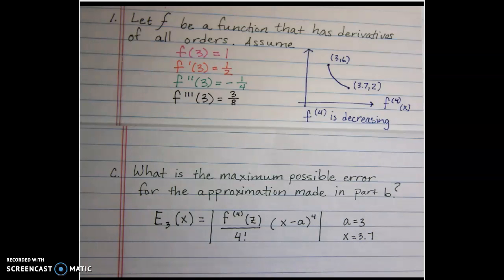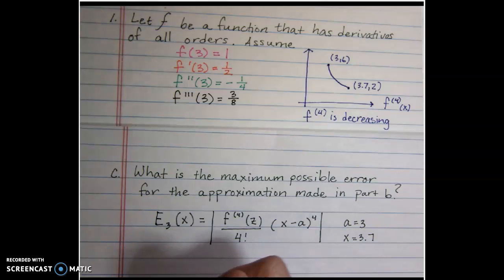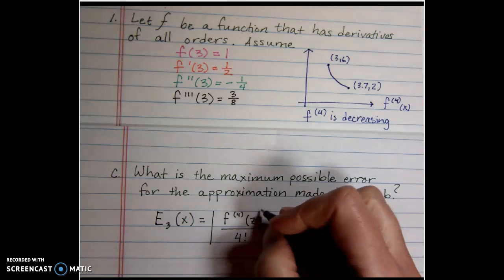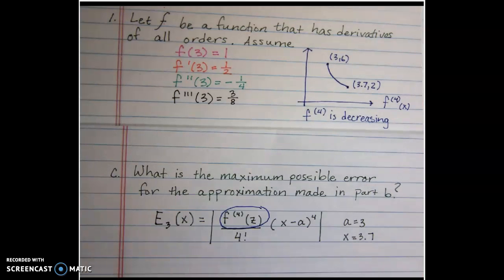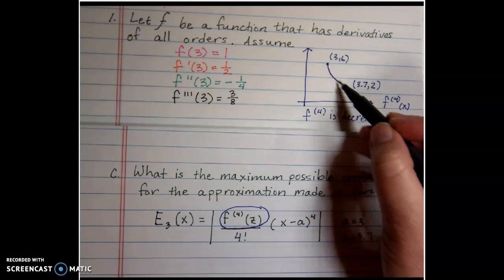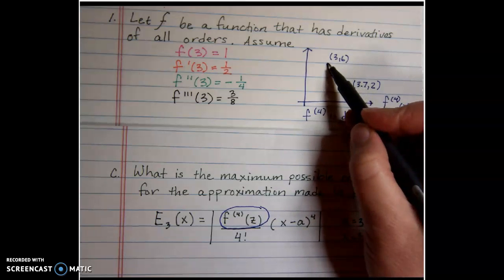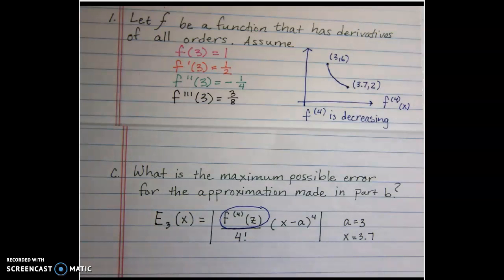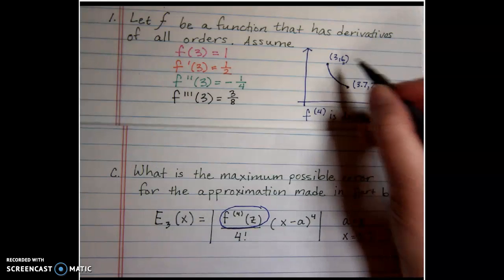So we're going to fill some numbers in. The other thing we're going to do is look at this graph here. This is a graph of the fourth derivative, and we would like this to be as big as possible. Looking at the fourth derivative graph, because it's decreasing on this whole interval, it is going to be as big as possible at x equals 3. So the biggest possible value of the fourth derivative will be 6, the y-coordinate given to us here.